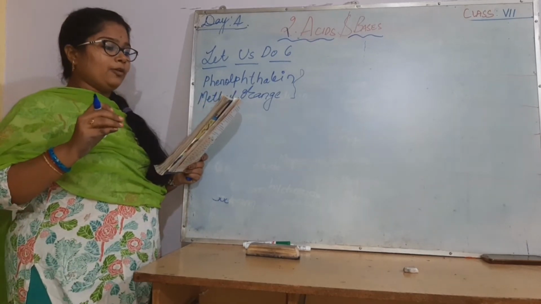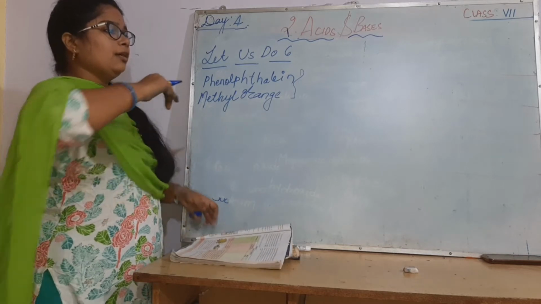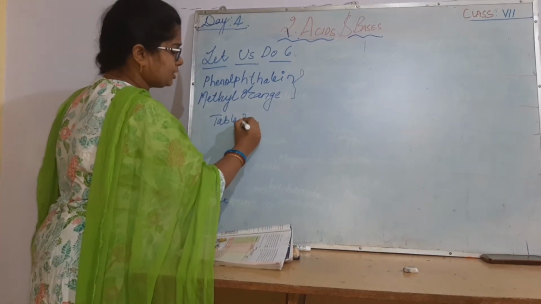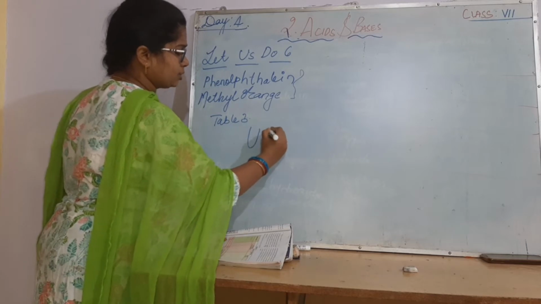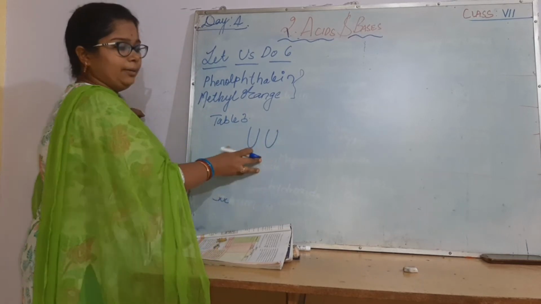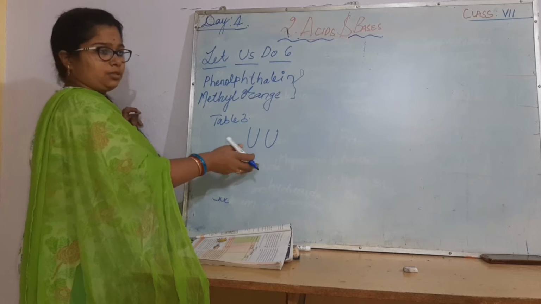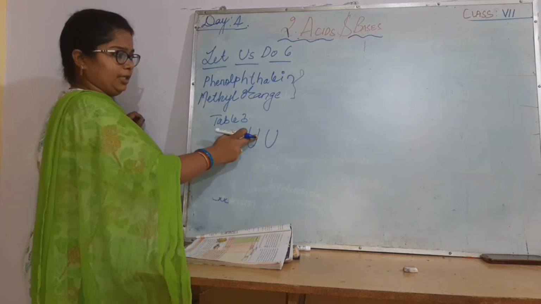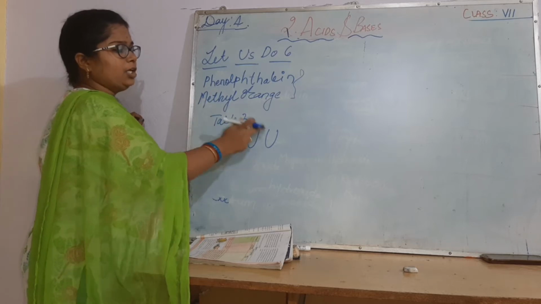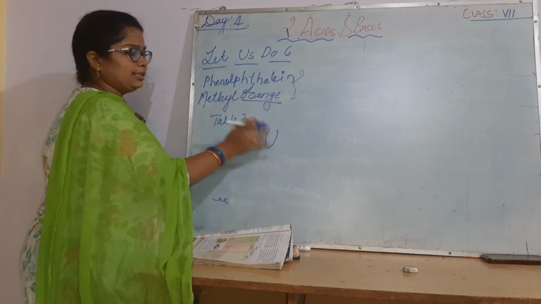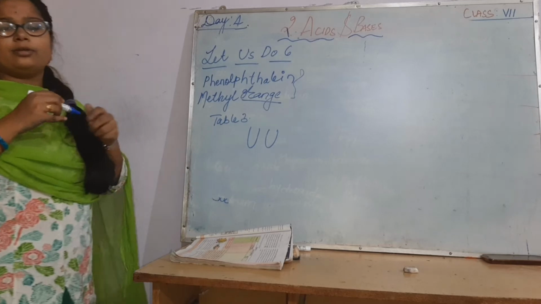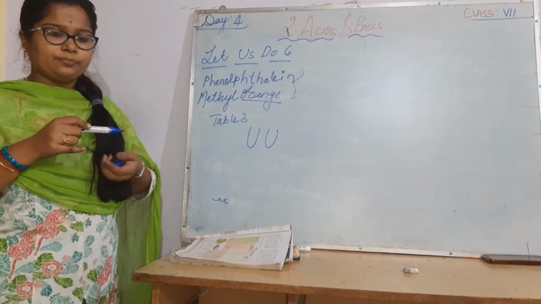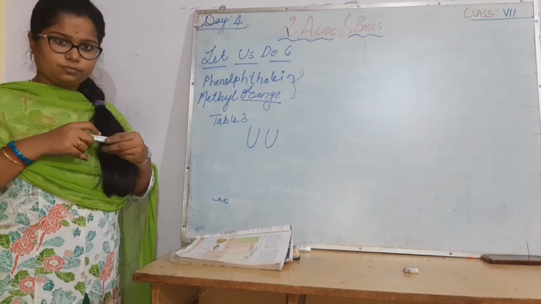Take a small amount of the substances in two test tubes. In table 3, what all are the substances given? Orange juice, lemon juice, grape juice, everything, you take in two test tubes. Add one drop of phenolphthalein solution, which is colorless, and methyl orange, which is orange in color, as the name itself indicates. So, what changes do you observe? You are supposed to write. I will give you a clue.